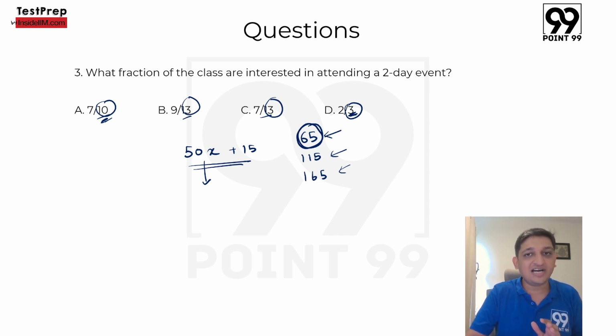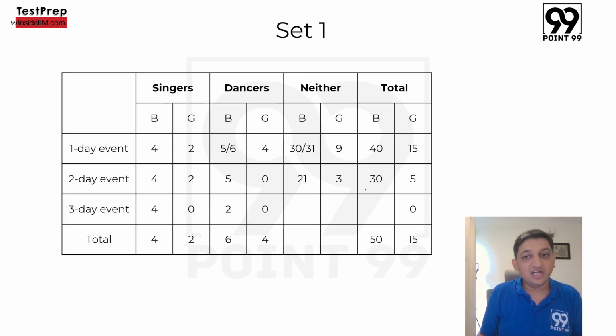What fraction of the class are interested in attending a 2-day event? So 2-day event में 30 boys and 5 girls are interested. So 35 people are interested and class का strength कितना है? 50 plus 15, that is 65 into 100 अगर करेंगे या सिर्फ fraction निकालना है तो 5 sevens are 35, 5 13s are 65.